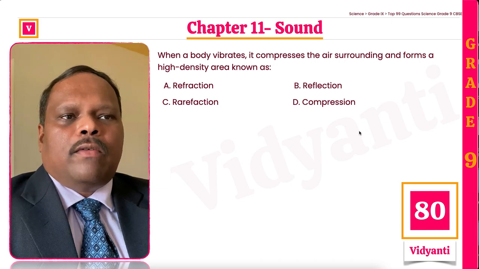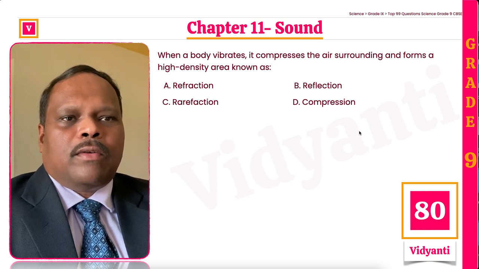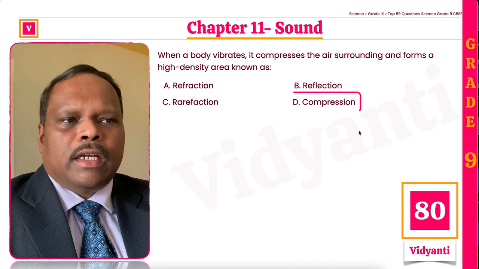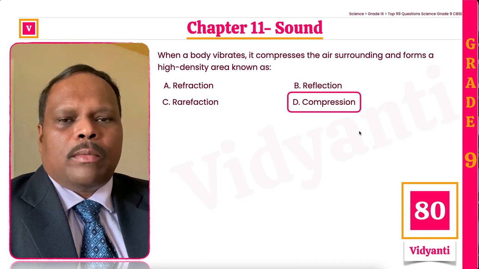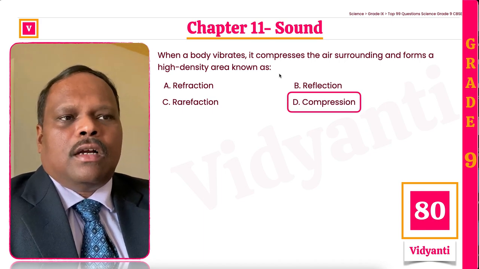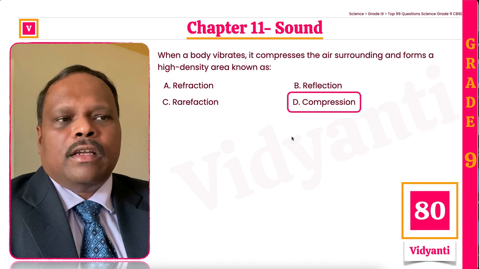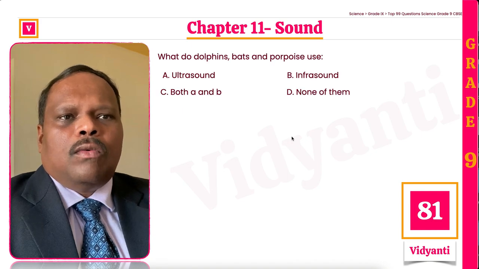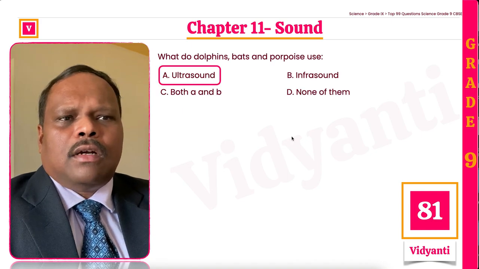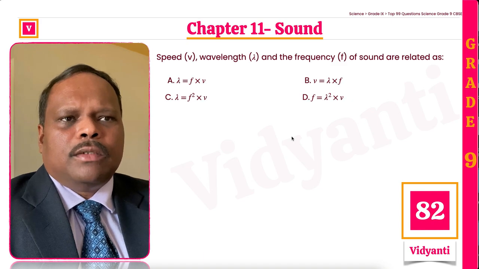When a body vibrates, it compresses the air surrounding and forms a higher density area known as compression. We have compression and rarefaction. Here, the keyword is high density area. So this is low density area, and this is high density area. What dolphins, bats, and this thing use, ultrasound is the correct option.